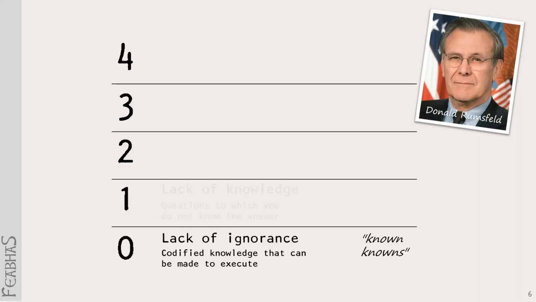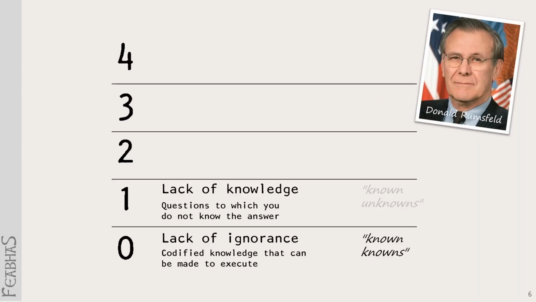Level 1 is a lack of knowledge. These are questions that we don't currently have the answer to. Or as Donald Rumsfeld would say, these are the known unknowns. These are the things we know we don't know.